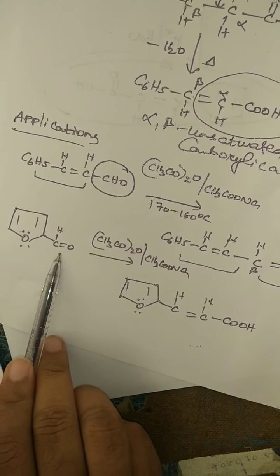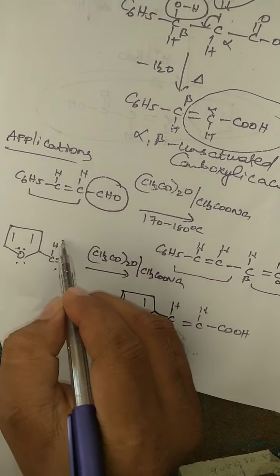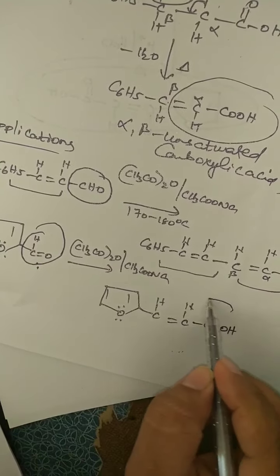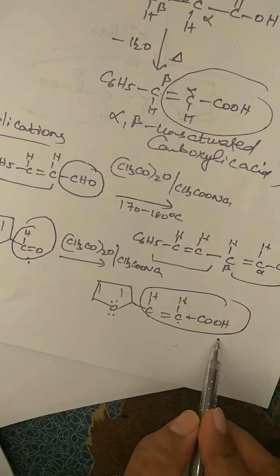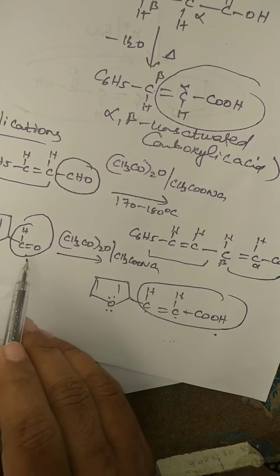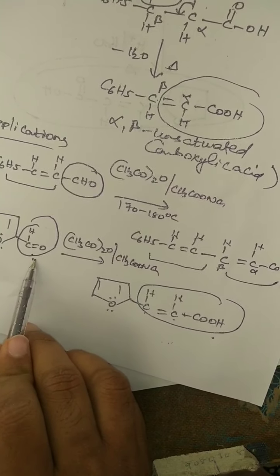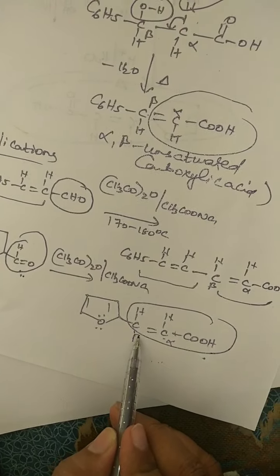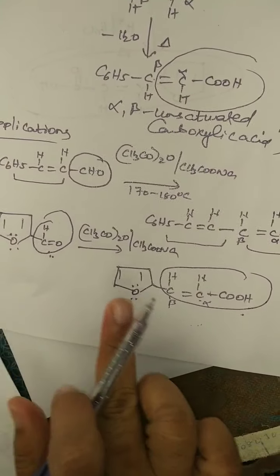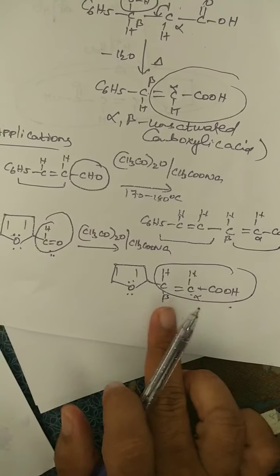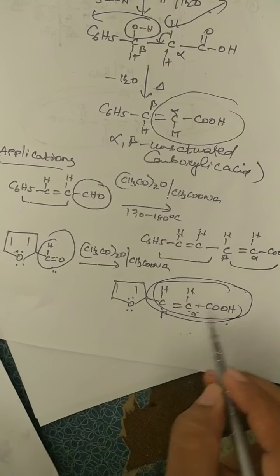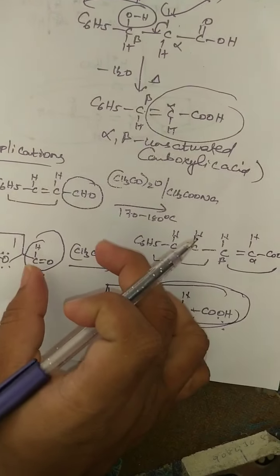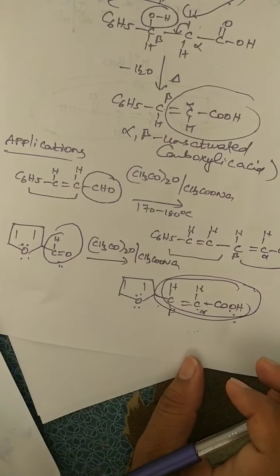So in place of CHO, simply remember one point. In place of the total CHO, this must be replaced by what fragment? CH double bond CH COOH. That is a technique you have to remember. In place of the total CHO, it must be replaced by an alpha, beta unsaturated carboxylic acid. This total fragment you have to add: carboxylic acid, alpha carbon, beta carbon, double bond. This fragment you have to place in place of CHO. That's all. Then you can easily remember it.